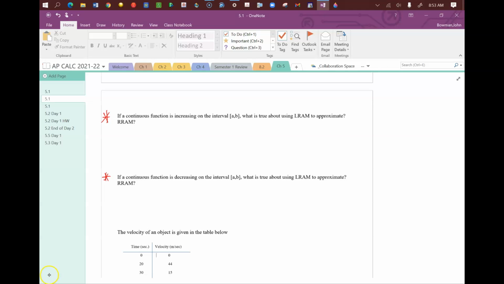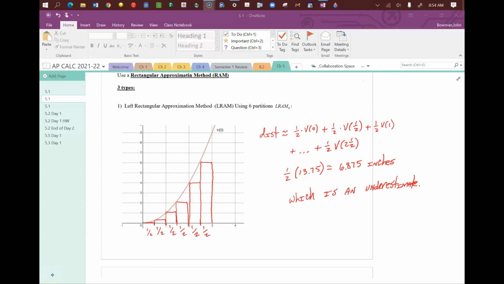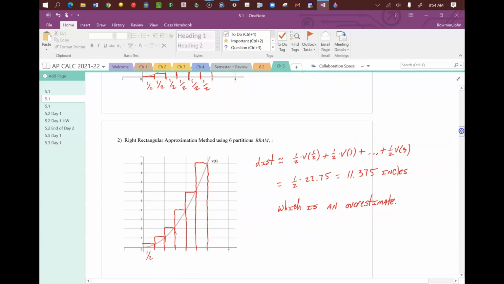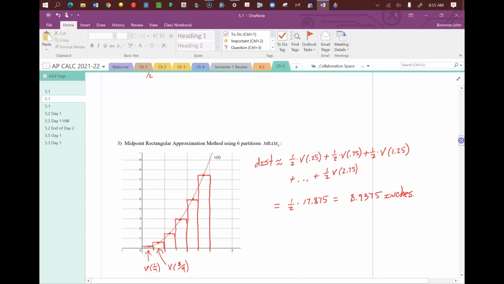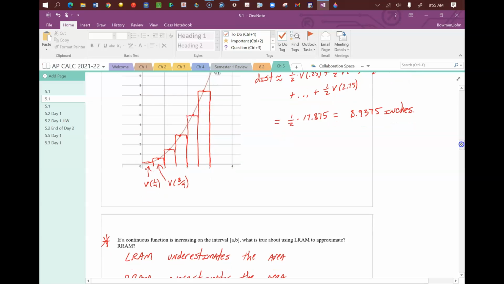Pause the video, think about that for a minute, and then when you're ready to see the answer, continue on. Before we answer the two questions, we're going to go back and look at this example where the velocity was continuous and increasing on our closed interval. And you can see that LRAM is an underestimate. On the other hand, RRAM was an overestimate. We're not going to talk about MRAM at this point. As a matter of fact, we don't know.